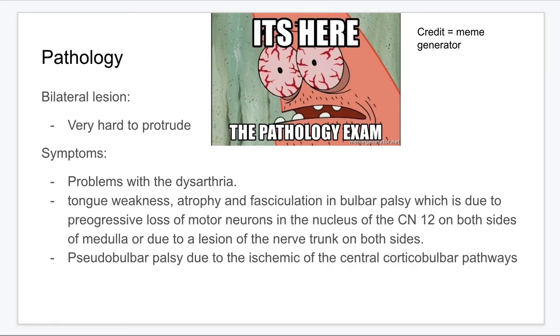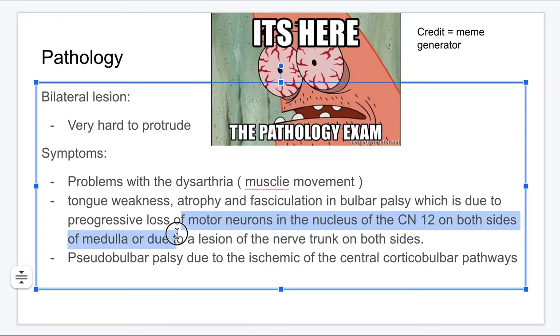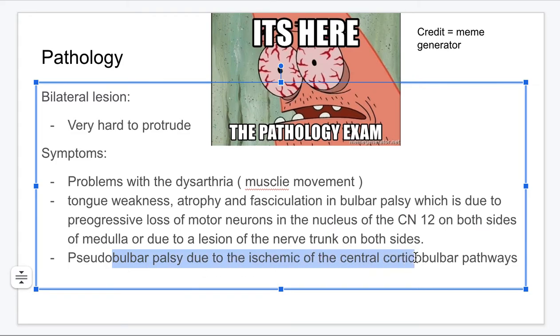Then we'll go into the bilateral lesions. With bilateral lesions, it's very hard to protrude the tongue, and we're going to get symptoms of dysarthria, because dysarthria means any sort of problem with articulation or muscle movement. The tongue, like we just spoke about, is made of loads of muscles, so we can get this type of problem with atrophy and fasciculations. This is going to be seen in bulbar palsy, which is progressive loss of the motor neurons of cranial nerve 12 and the medulla. And then pseudobulbar is going to be ischemia of the central bulbar fibers.